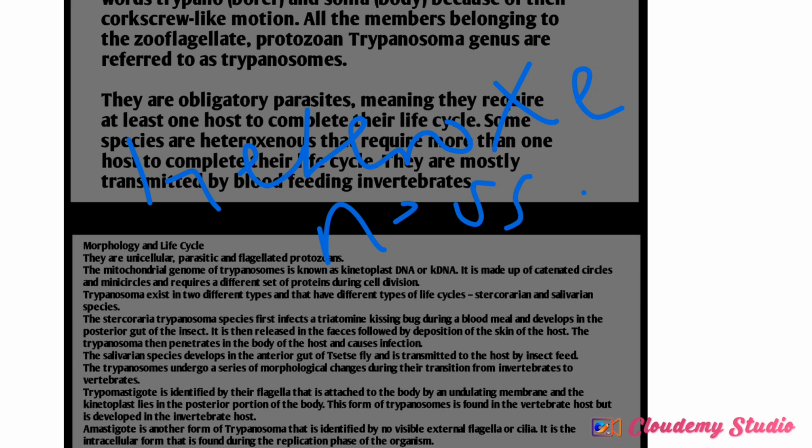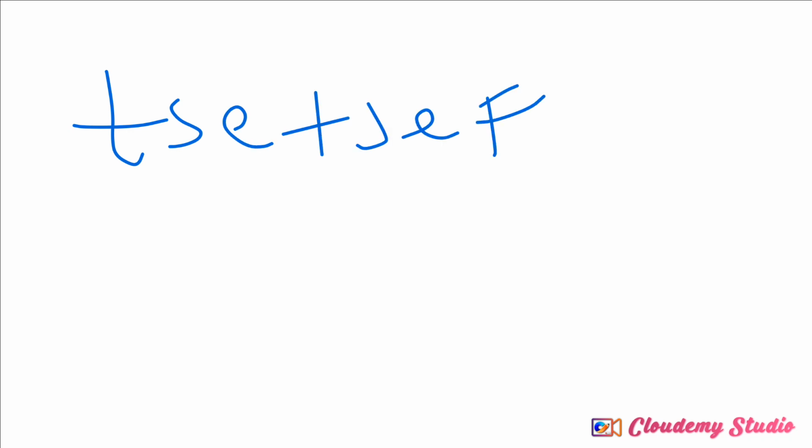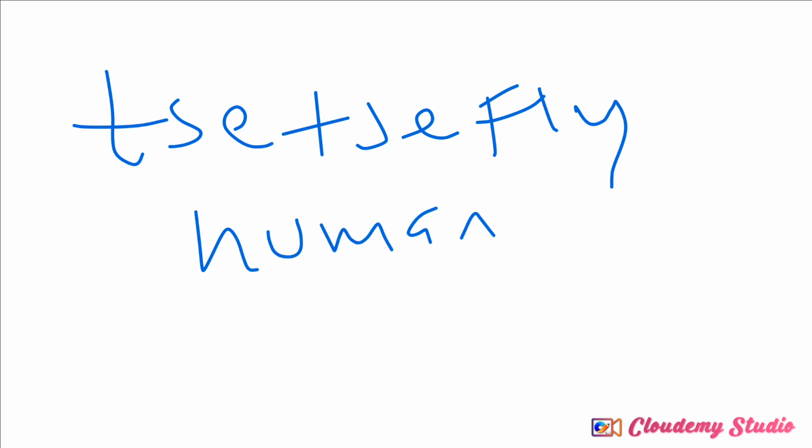That is, they have two hosts. The host is the tsetse fly, and human or cow. So they have two hosts: the primary host and the secondary host.